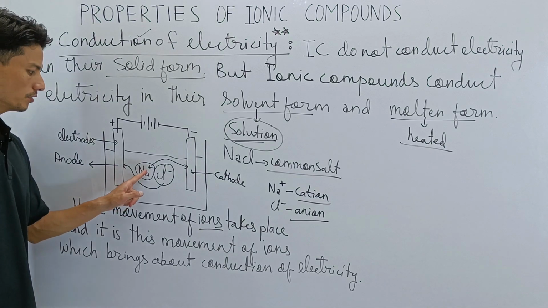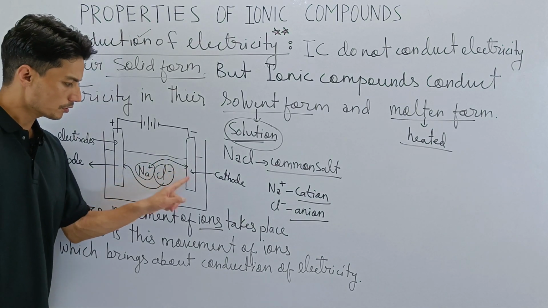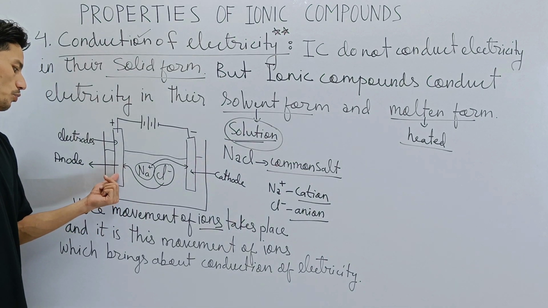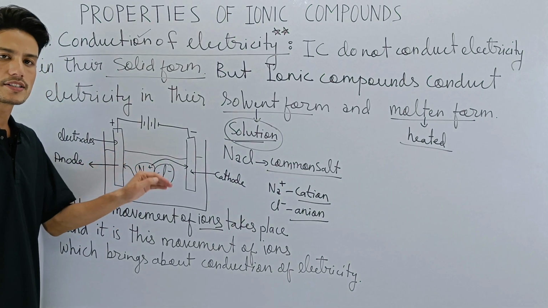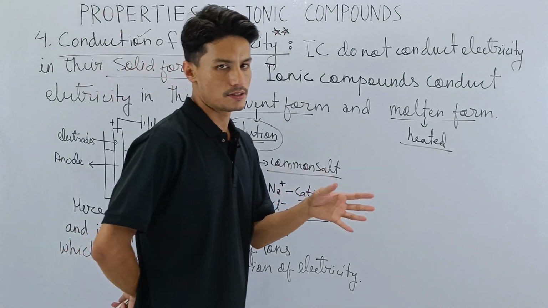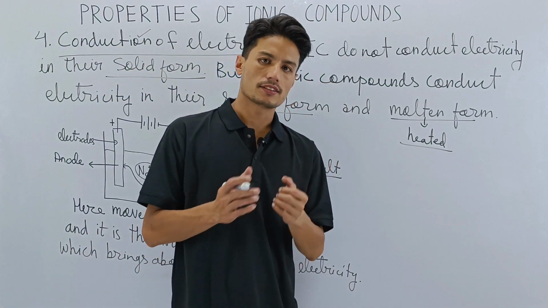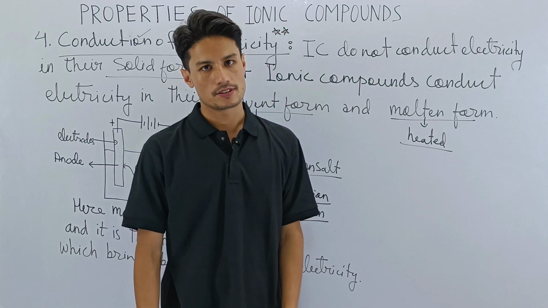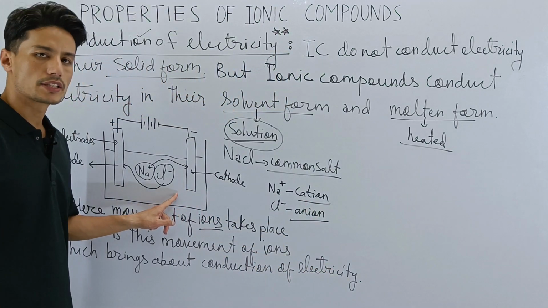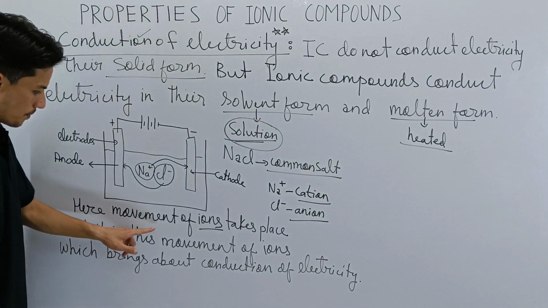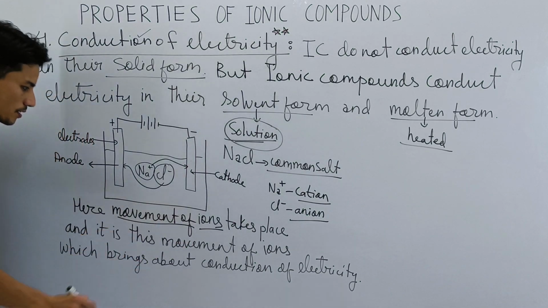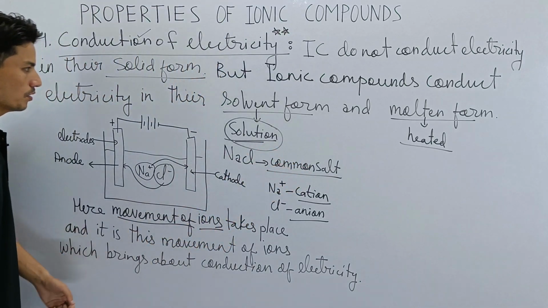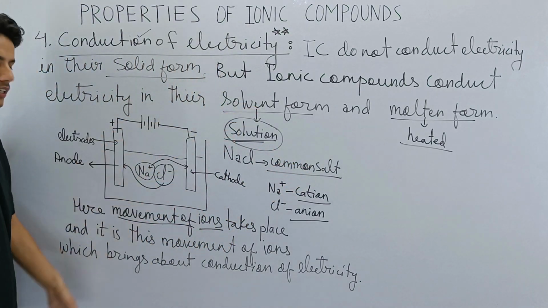So sodium is the cation, so the positive ion moves towards the cathode, the negative electrode, and the negative ion moves towards the positive electrode, which is the anode, and thereby there is movement of ions. Whenever there is movement of anything, electrons or ions, whatever, current conduction will take place. The reason is the movement of ions. The movement of ions brings about conduction of electricity. So this is how ionic compounds in their solvent form conduct electricity.